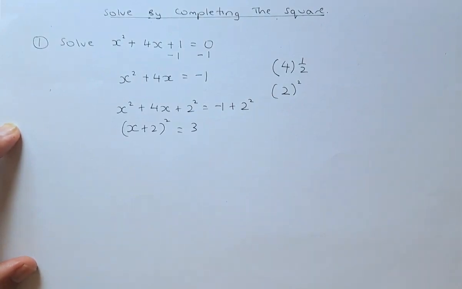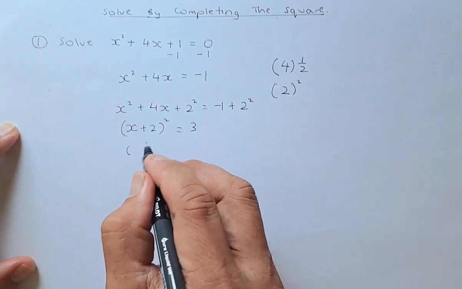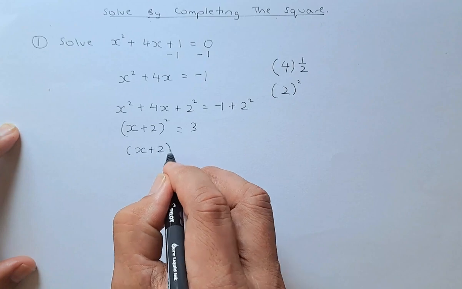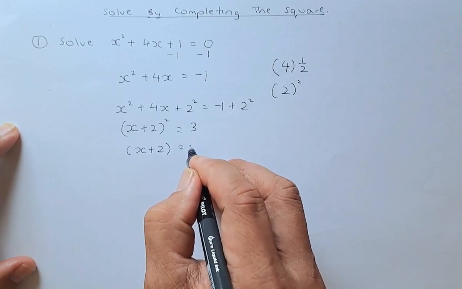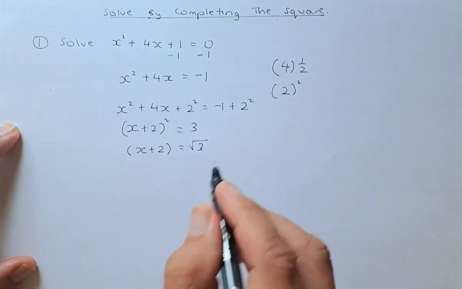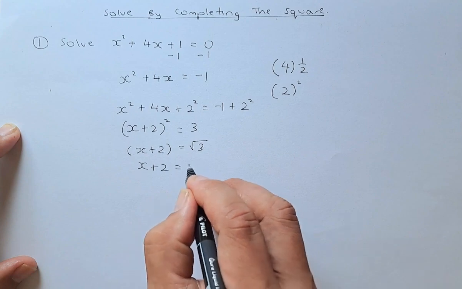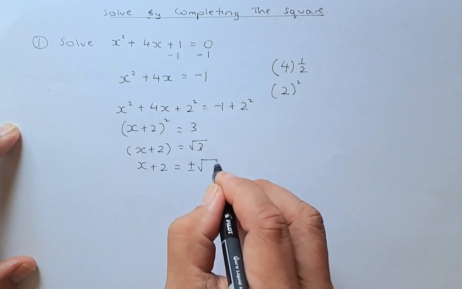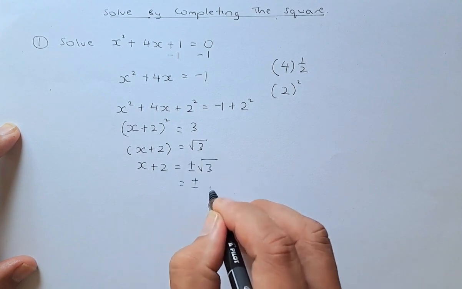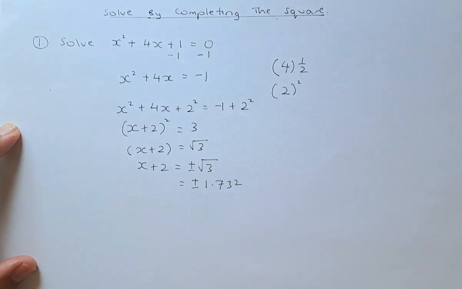Okay, so to solve this, you take the square root of both sides. So x plus 2 is the square root of 3. When you square root both sides, that's what you get. Then the answer is going to be x plus 2 equals plus minus square root of 3, which is equal to plus minus 1.732. Put in your calculator, the square root of 3 is plus minus 1.732.